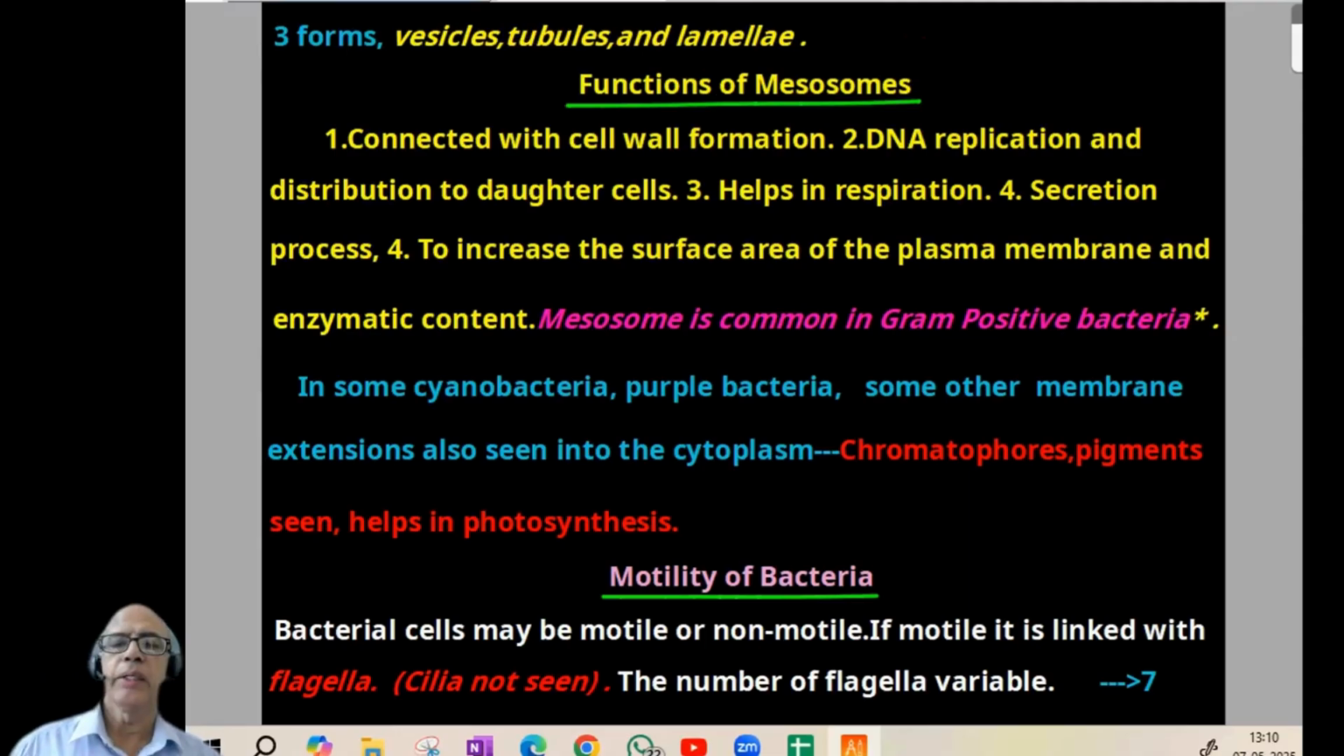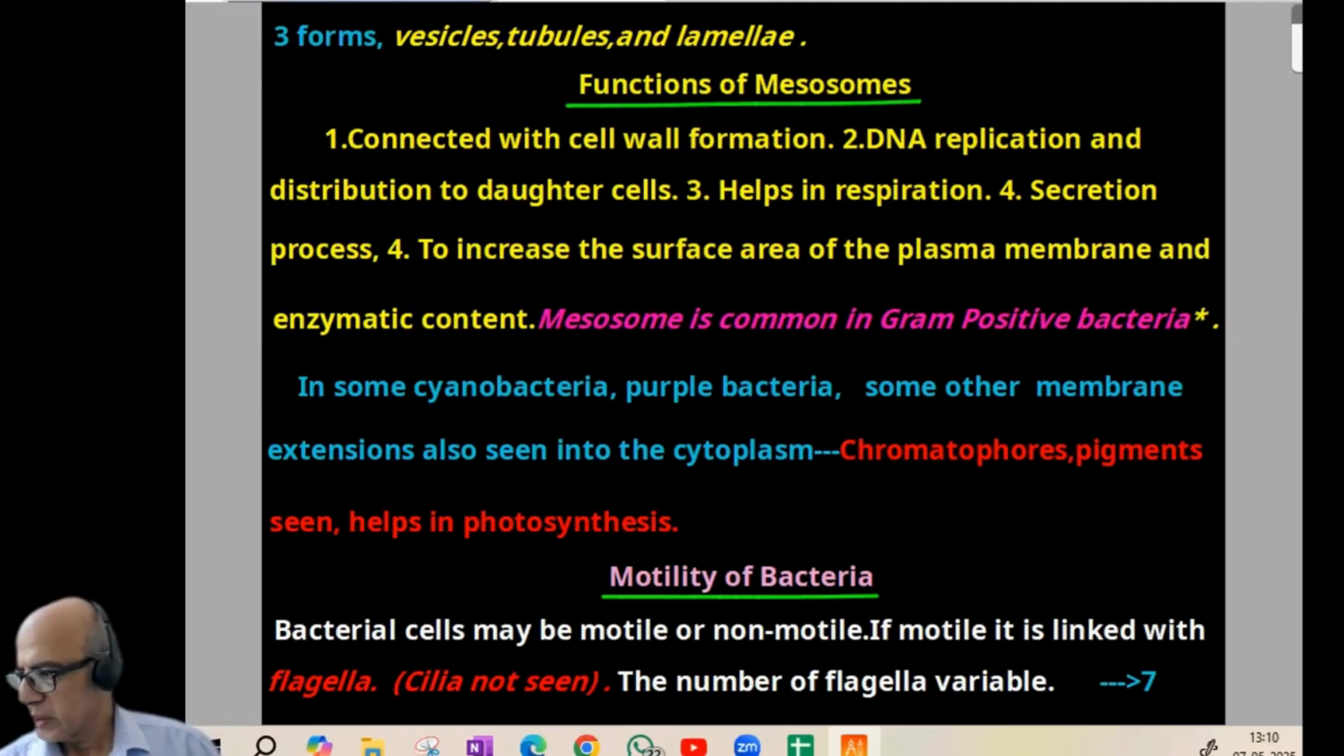I think the idea is clear. Now we can proceed to the motility of bacteria. Bacterial cells may be motile or non-motile. If motile, it is linked with the flagella. Cilia are not seen, important. So motility is linked with the flagella. The number of flagella is variable, on one side, both sides. That way different classifications are there: monotrichous, lophotrichous, amphitrichous, peritrichous. Because it is not in the syllabus, I just close that area.